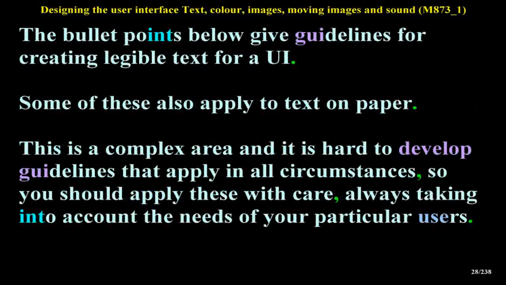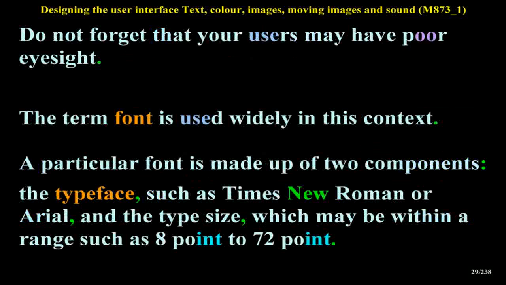You must select text that is meaningful to your users. The bullet points below give guidelines for creating legible text for OE. Some of these also apply to text on paper. This is a complex area and it is hard to develop guidelines that apply in all circumstances, so you should apply these with care, always taking into account the needs of your particular users. Do not forget that your users may have poor eyesight.